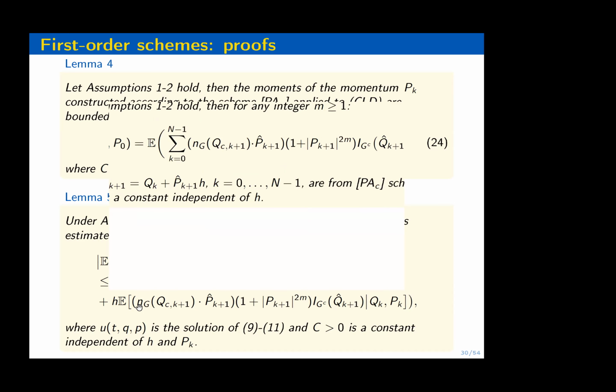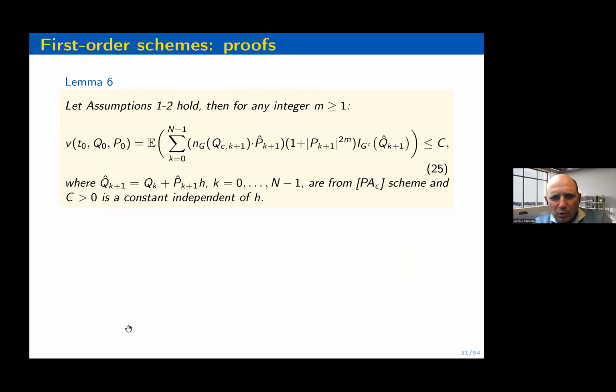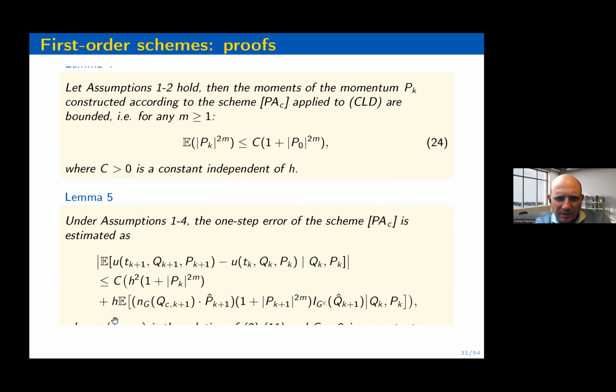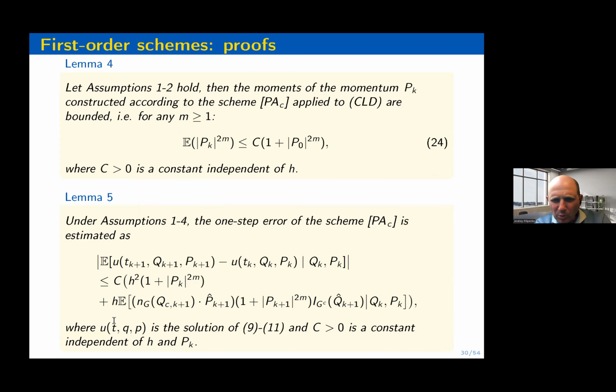Michael, may I ask a question? Yes. You have M on the right-hand side, but you don't have M on the left-hand side. So why don't you take M to be 1? Sorry? What is M on the right-hand side of lemma 5? You mean this bit? Yeah, P to the power 2M.